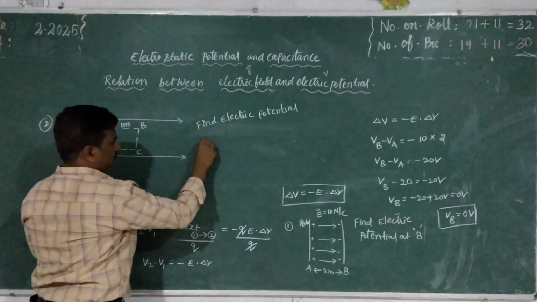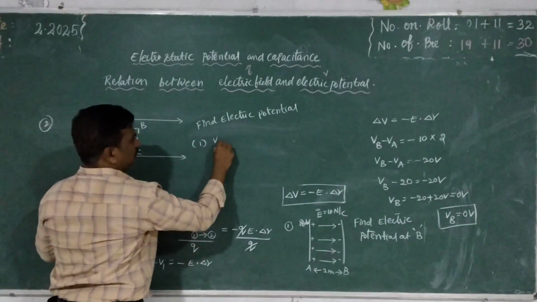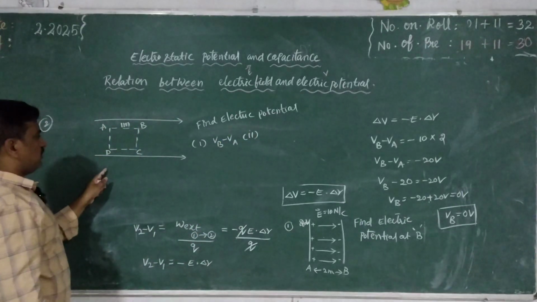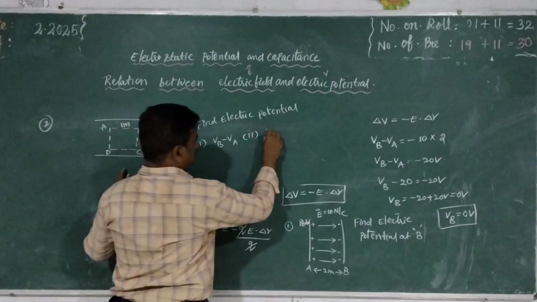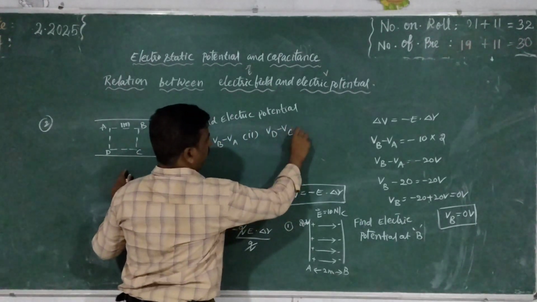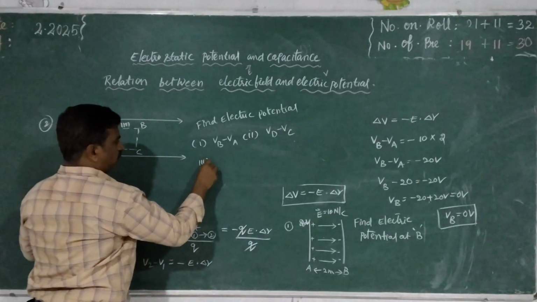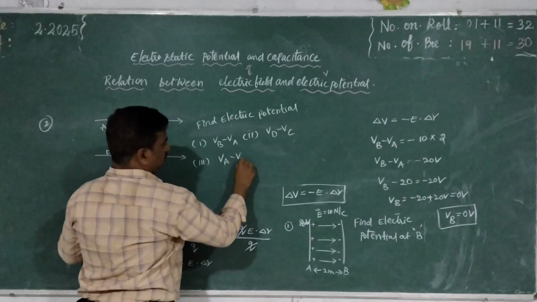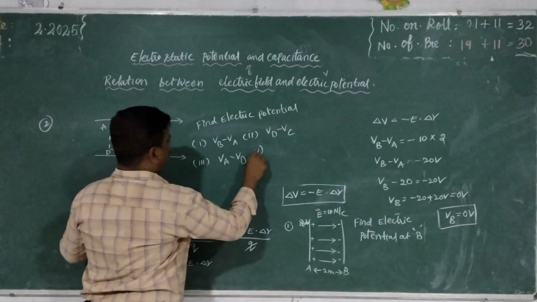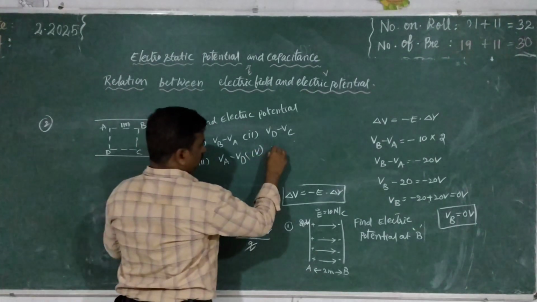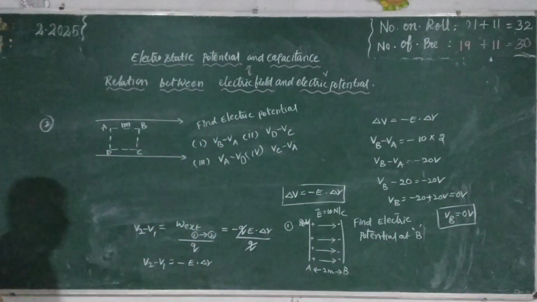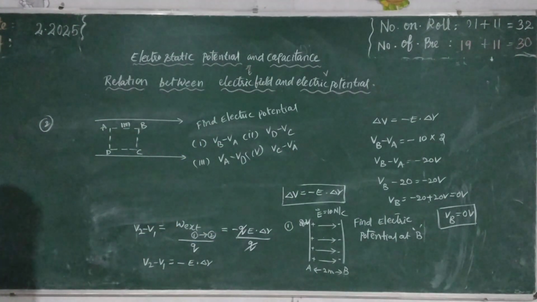First point, we want to find out VB minus VA. Second one is VD minus VC. Third one, VA minus VD. Fourth one, VC minus VA. These four we can do.